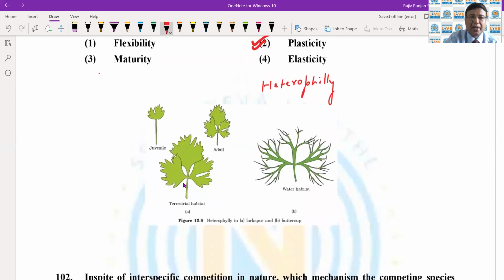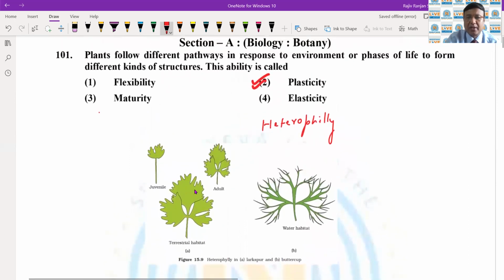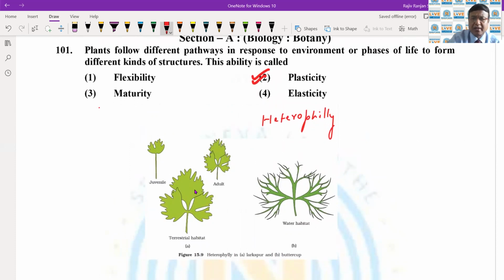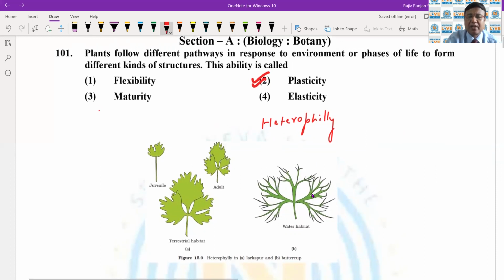So here we can see in figure A. Secondly, it is also found in buttercup, that is Ranunculus, as we can see in the second figure. These are the filament-like leaves that are found in water habitat. Ranunculus is found in running water, and the leaves that are above water are normal, like simple leaves. But those leaves that are underwater, facing the running water, become filamentous in order to tolerate the force of running water, so that the leaves do not get broken. This is why heterophylly is found in buttercup. All these features come under the character of plasticity.